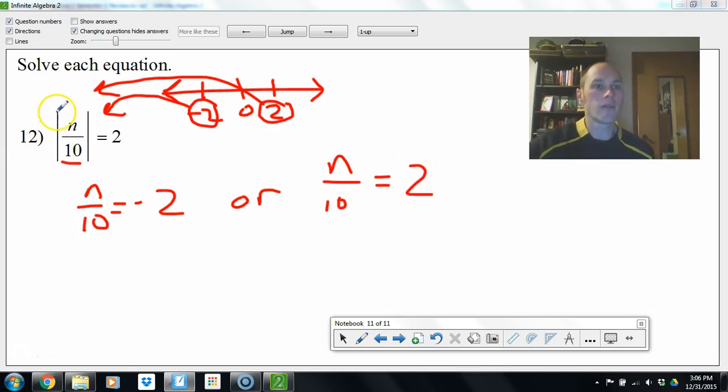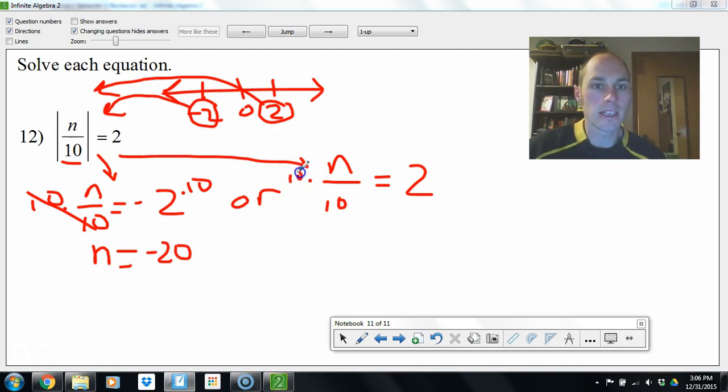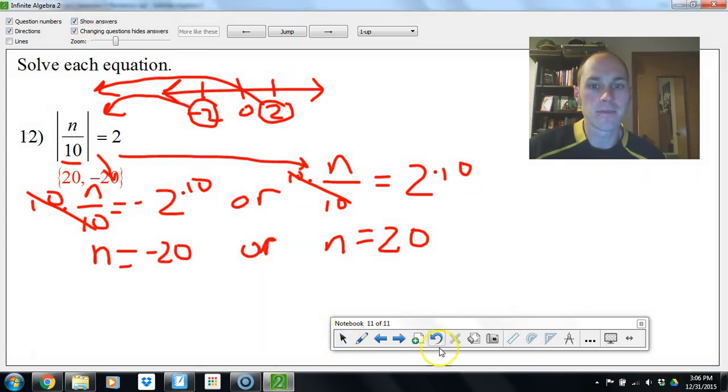Okay? So anytime we have absolute value, we got to break it into those two different equations because absolute value is a distance from 0. We can be the positive or the negative. We just solve both of those. Multiply both sides by 10. N equals negative 20. Multiply both sides by 10. N equals positive 20. So we've got two solutions here. N equals negative 20 or positive 20.